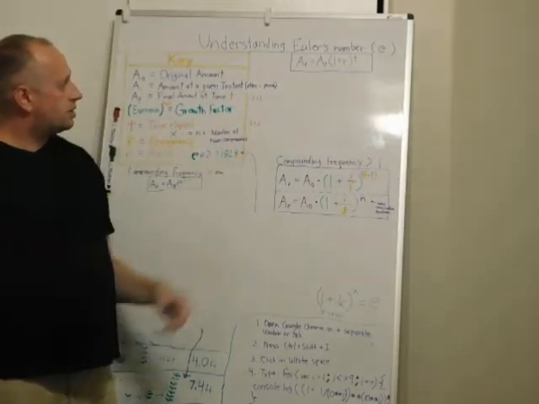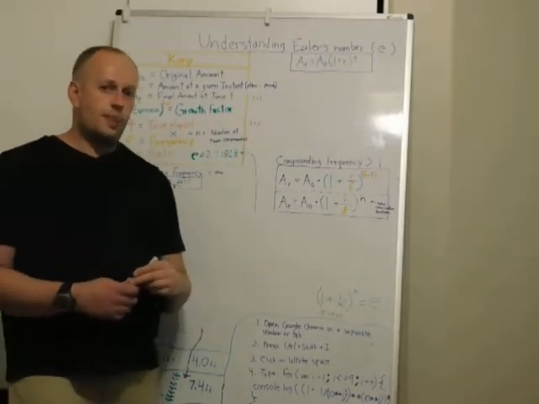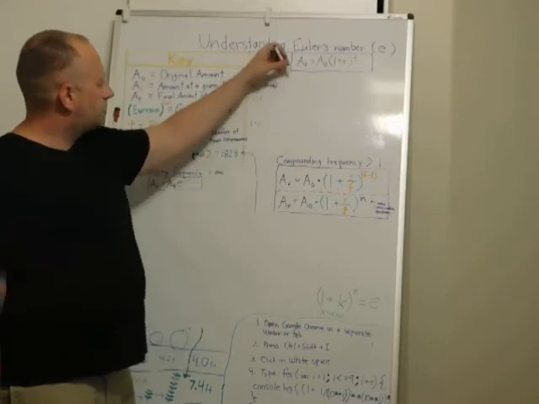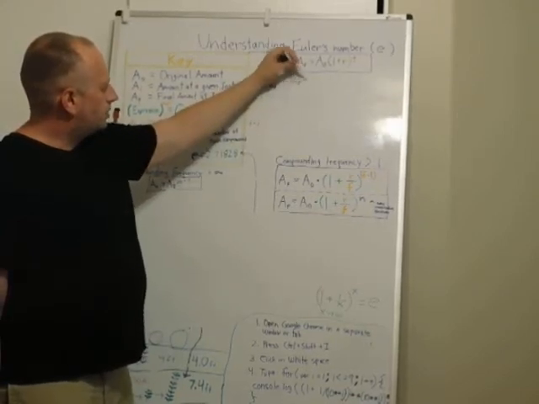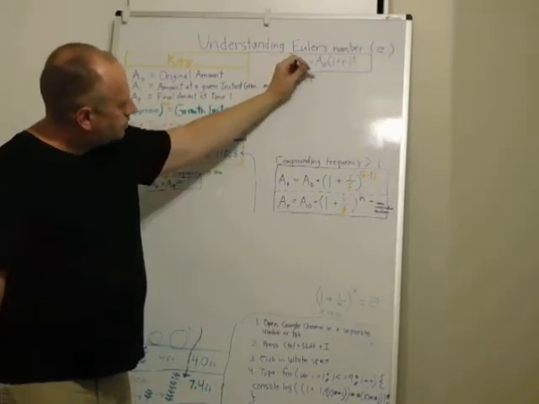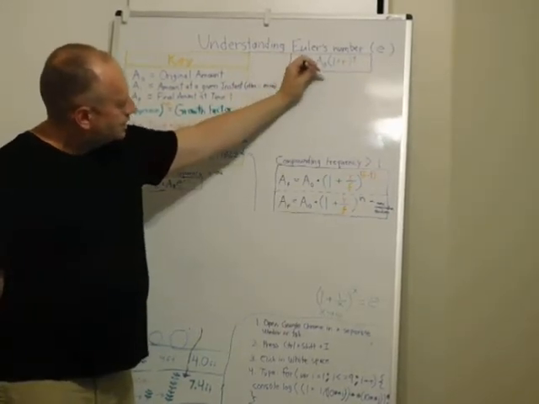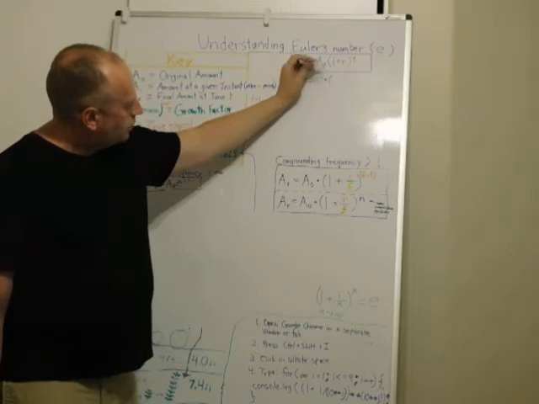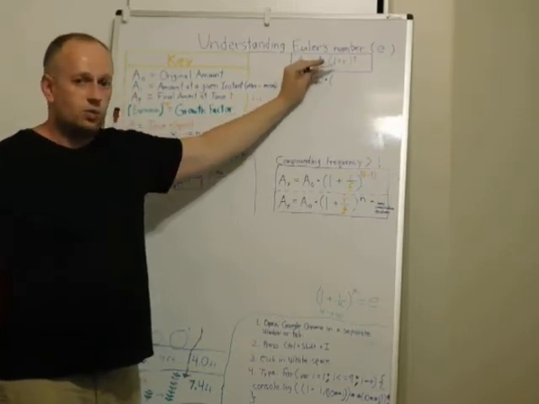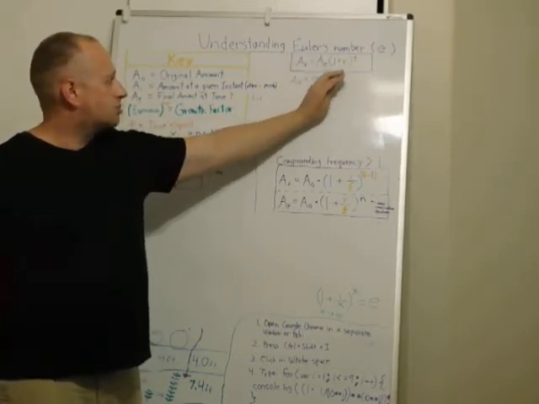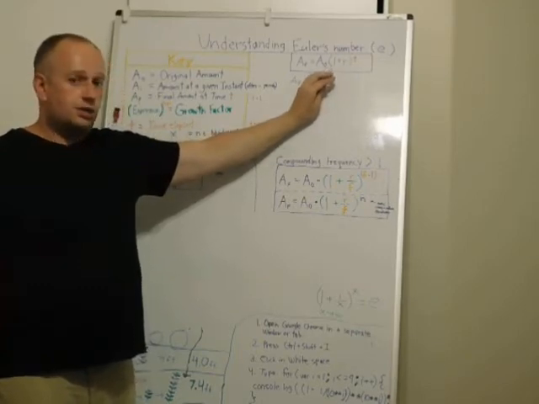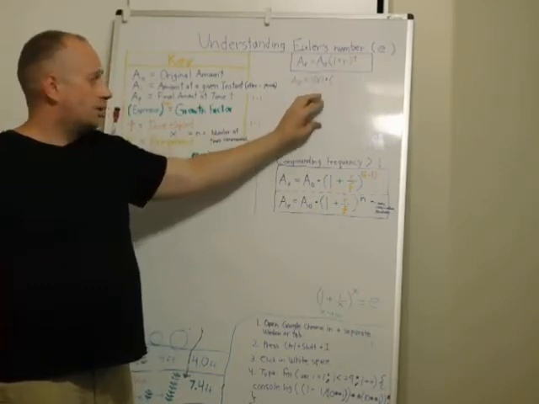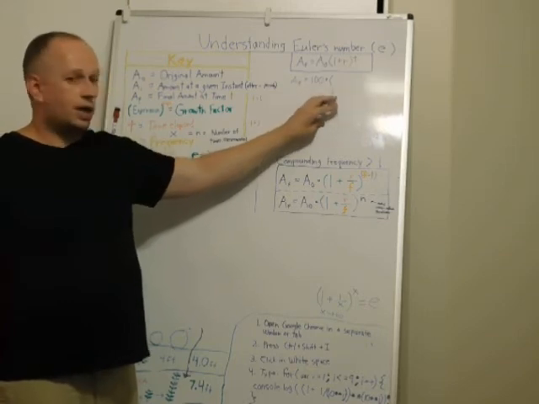But starting out, if it's just one time a year, let's find A final, right? A final equals the amount you started with, let's say it's $100, times 1 plus r, which is 1.06, because you're taking 0.06, which is 6%, and you're adding it to 1, because we want to also include this amount when we multiply it.